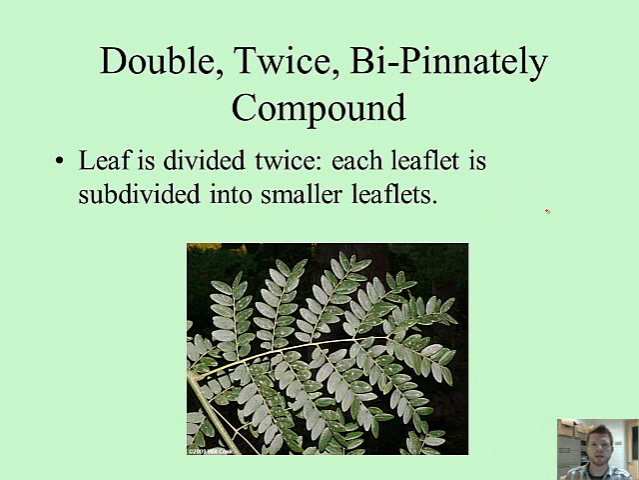Second type is double, twice, or bi-pinnately compound. I mention all three of these terms because they all mean the same, and different references will use different names to describe this particular type of leaf. So the leaf is divided twice. Each leaflet is subdivided into smaller leaflets. So you can see the node of the branch is right here, and this whole thing is one leaf with multiple pinnate leaflets. Okay, most of the time I will say bi-pinnately compound. So these really look like there's a lot of foliage there.